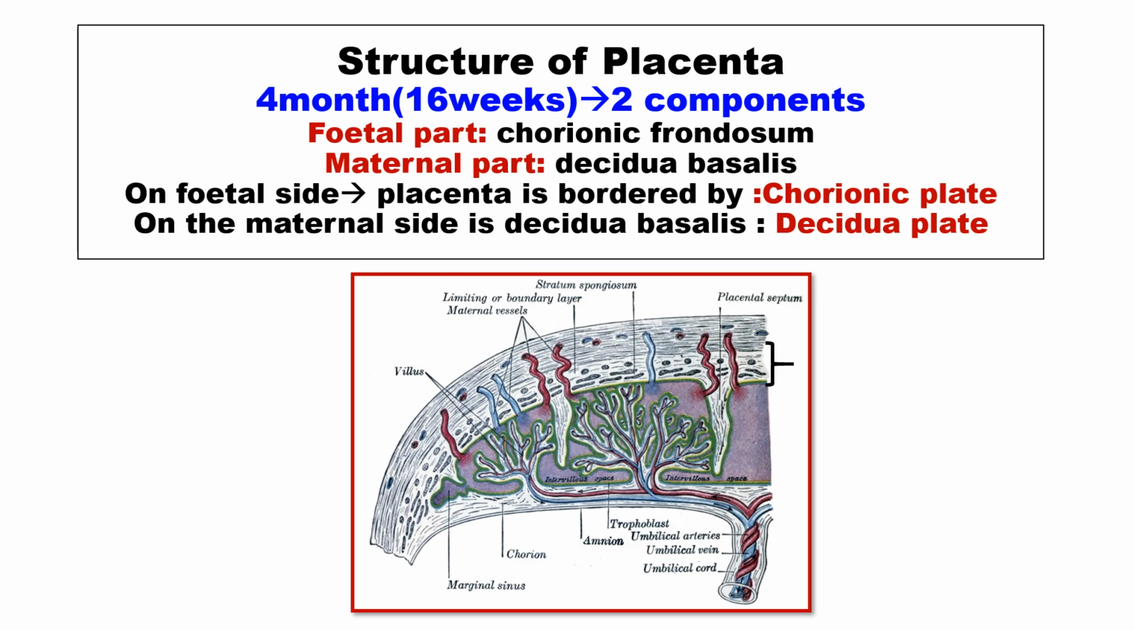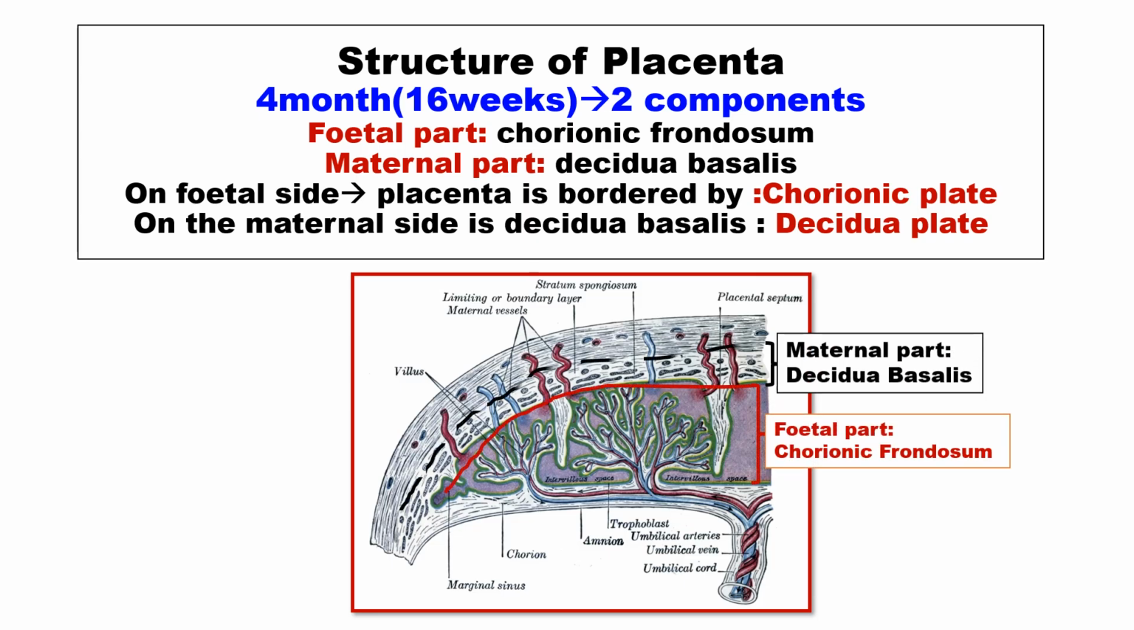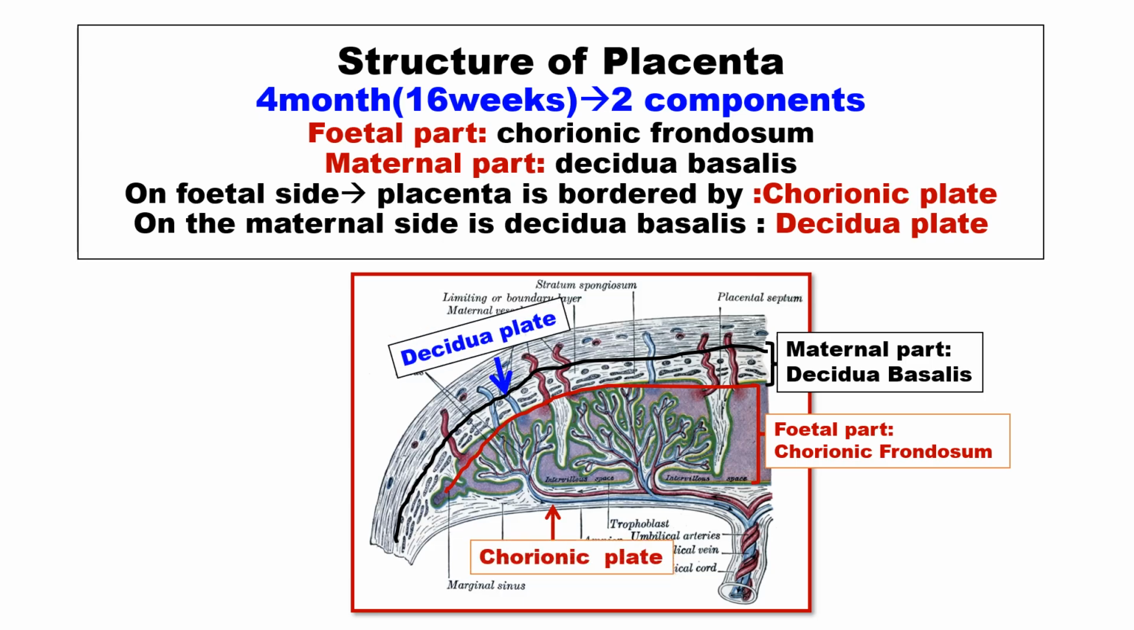Coming to the structure of the placenta by the 16th week, the placenta exhibits two important compartments. The fetal compartment is the chorion frondosum. The maternal compartment is the decidua basalis. On the fetal side, the placenta is bordered by the chorionic plate. On the maternal side, it is the decidua basalis, that is, it is bordered by the decidual plate.